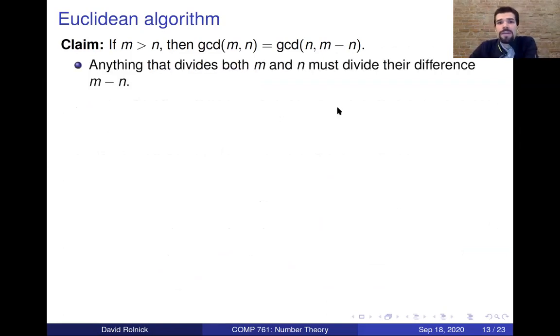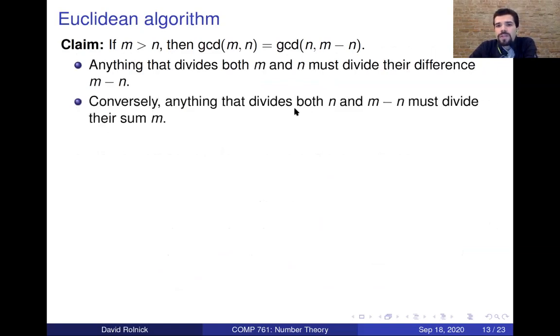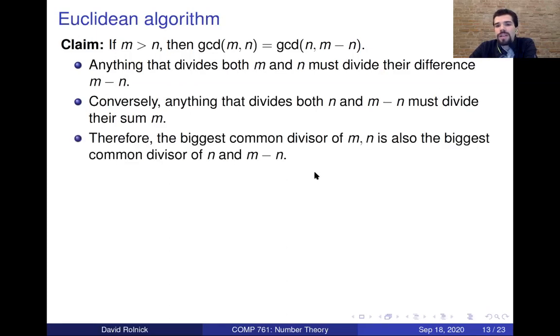Well, anything that divides both m and n must divide their difference, m minus n. And conversely, anything that divides both n and m minus n must also divide their sum, which is m. That means that the biggest common divisor of m and n is also the biggest common divisor of n and m minus n, since the divisors of this pair are just the same as the divisors of this pair. The biggest one for these is the biggest one for these as well. Do those claims go both ways? Yes. This is just showing that the claim goes both ways.